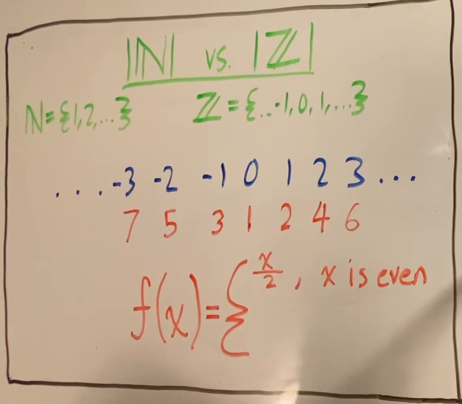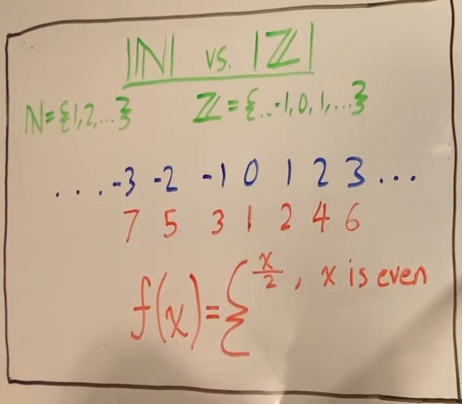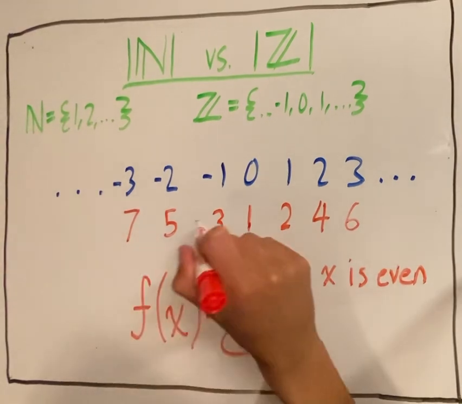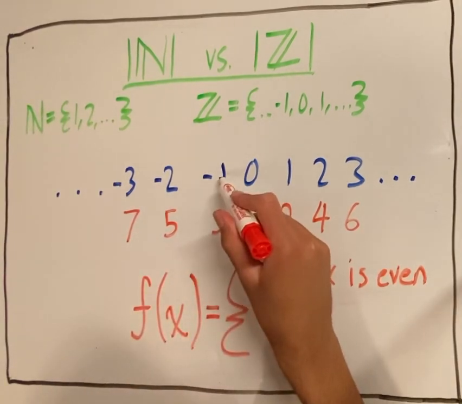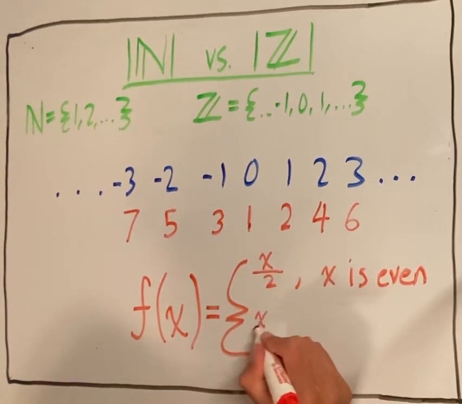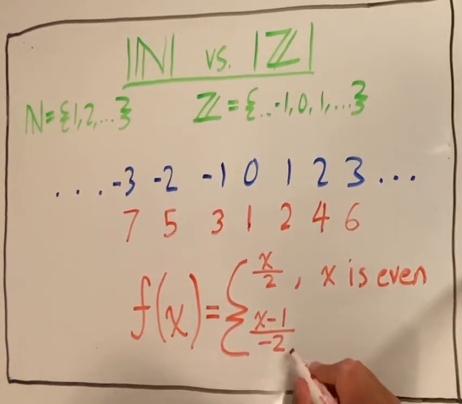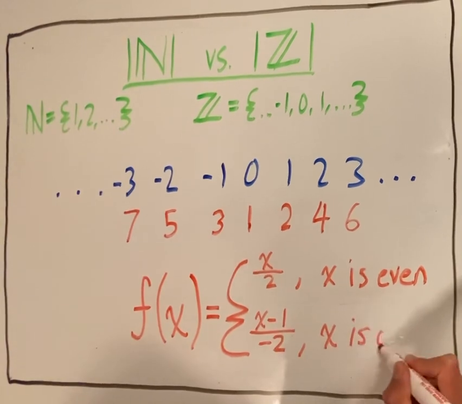then what is the function here when x is odd? So in the case of 3, you get to -1, 5 you get to -2, 7 you get to -3. So just think about this for a second, see if you can come up with it yourself. And in this case, the way to do this is to say f of x equals x minus 1 divided by -2. And this is if x is odd.